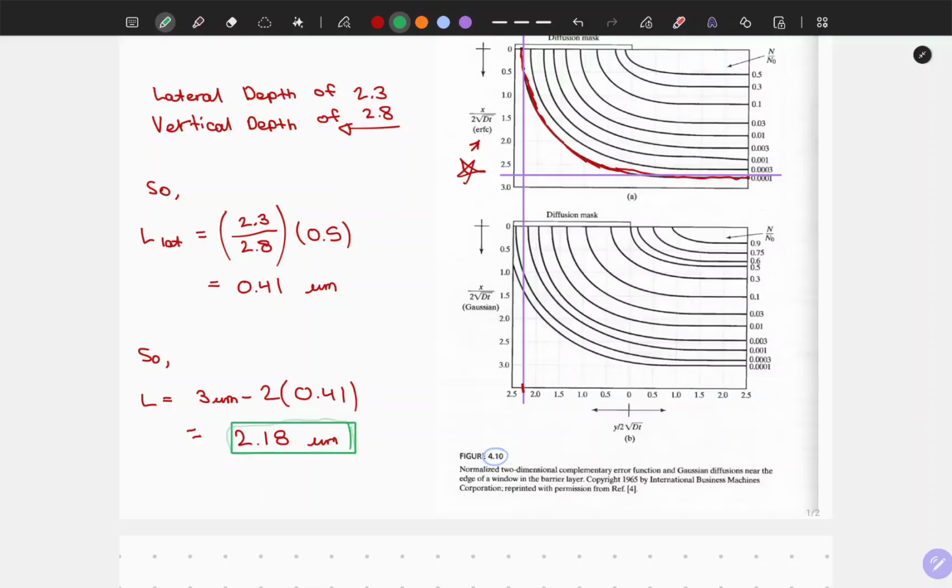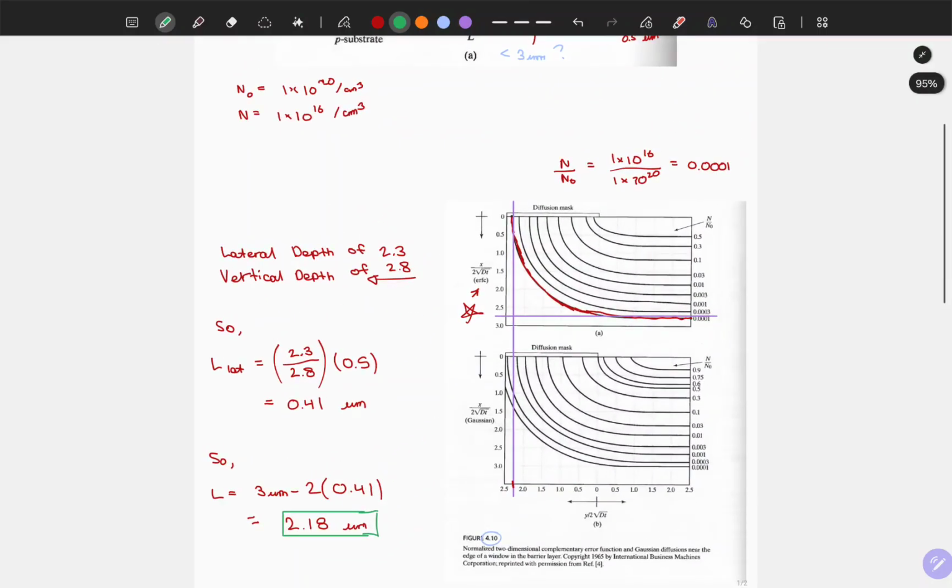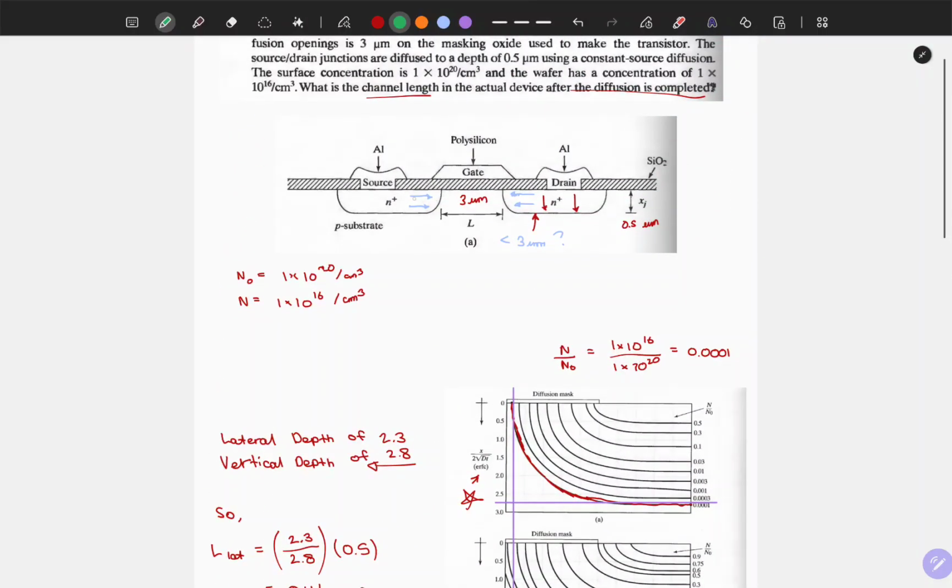This is not a hard problem, but it is important conceptually to understand it. And it is important to understand how diffusion can occur into lateral directions and isn't perfectly anisotropic. So it's not perfectly vertical. There are horizontal components to it. Thank you.